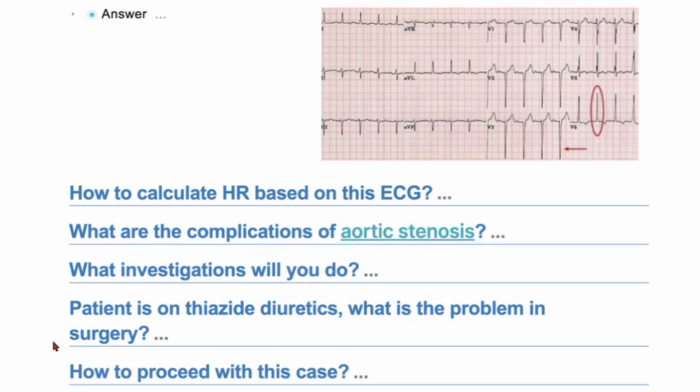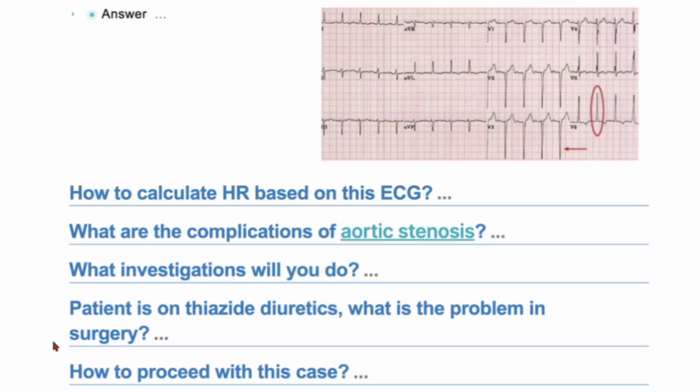So now you know that this patient has aortic stenosis and is currently on thiazide as well. Are you going to proceed for surgery today, or what will be your plan? So my plan for this patient would be to stop the thiazides on the day or morning of surgery, and then we can still proceed with this patient going to theatre.